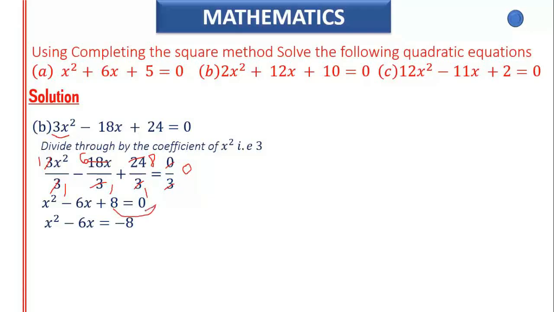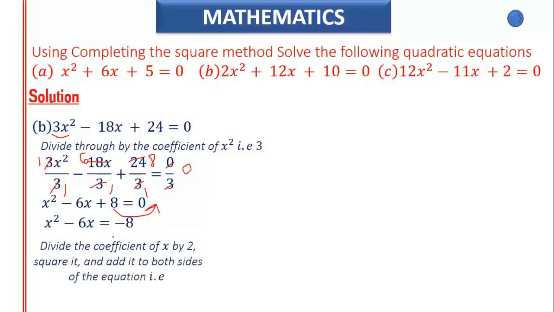Of course, by reason of that, it becomes minus 8. So the next thing, as usual, we divide the coefficient of x by 2, square it, and add it to both sides of the equation. So what are we talking about here?